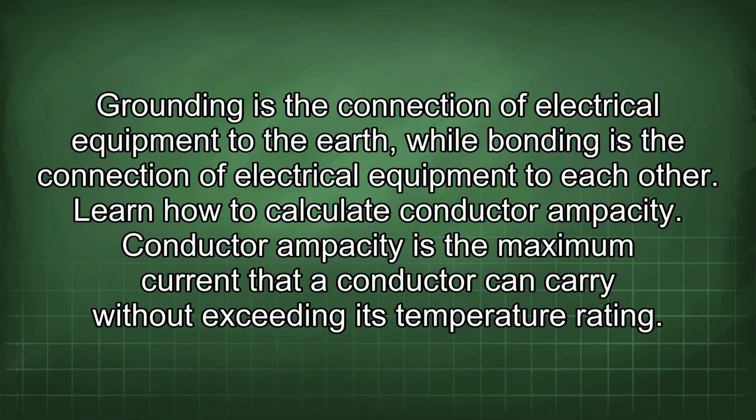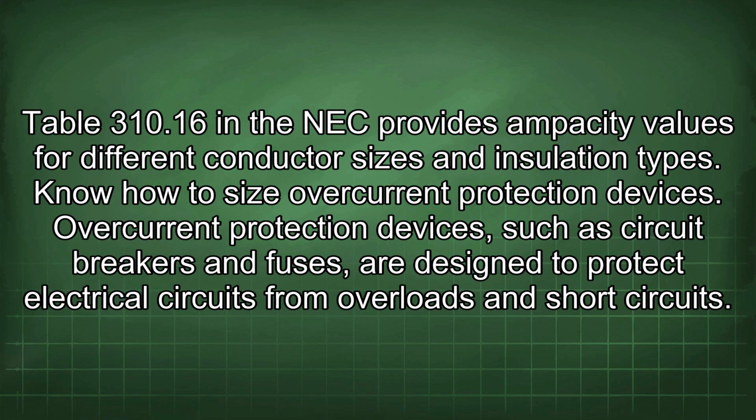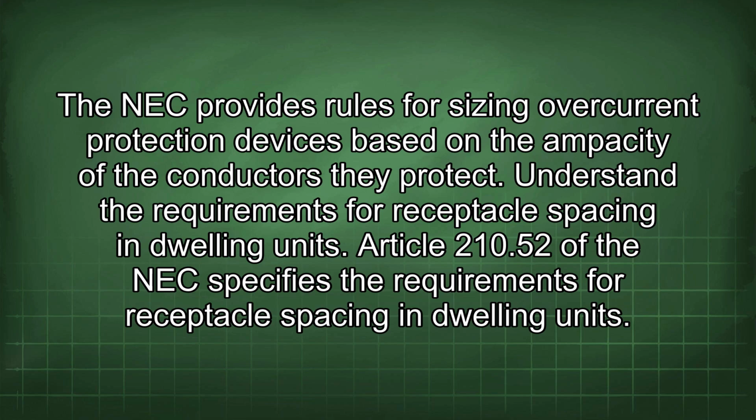Learn how to calculate conductor ampacity. Conductor ampacity is the maximum current that a conductor can carry without exceeding its temperature rating. Table 310.16 in the NEC provides ampacity values for different conductor sizes and insulation types. Know how to size overcurrent protection devices. Overcurrent protection devices, such as circuit breakers and fuses, are designed to protect electrical circuits from overloads and short circuits. The NEC provides rules for sizing overcurrent protection devices based on the ampacity of the conductors they protect.